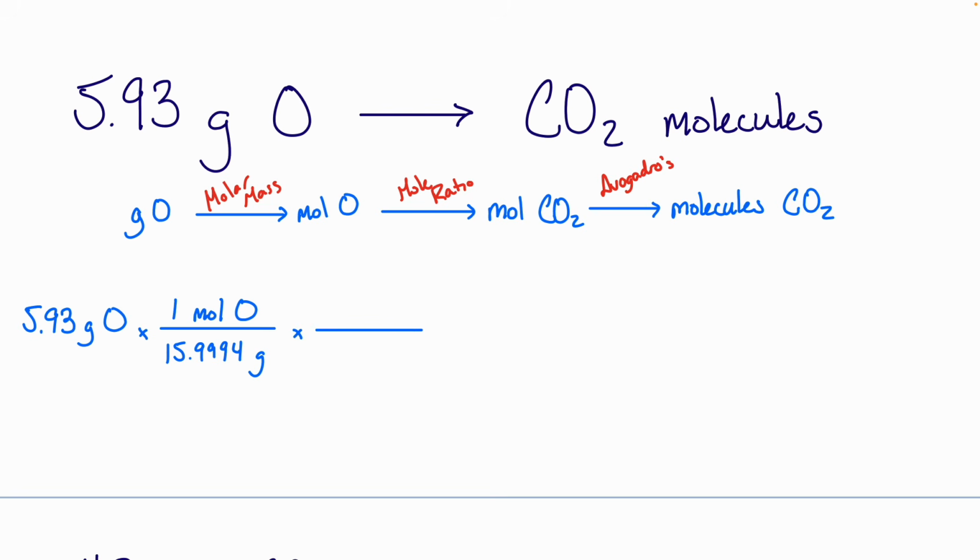All right, now that I'm in moles oxygen, I can use my mole ratio. I'm going to need moles oxygen down here on the bottom and moles CO2 on the top. So what value am I going to put down here on the bottom? The 2 moles of oxygen for every 1 mole of carbon dioxide. This is inverted from what we had seen previously. And now we're going to use the fact that if we had 1 mole of CO2, we know there would be 6.0221 times 10 to the 23 CO2 molecules.